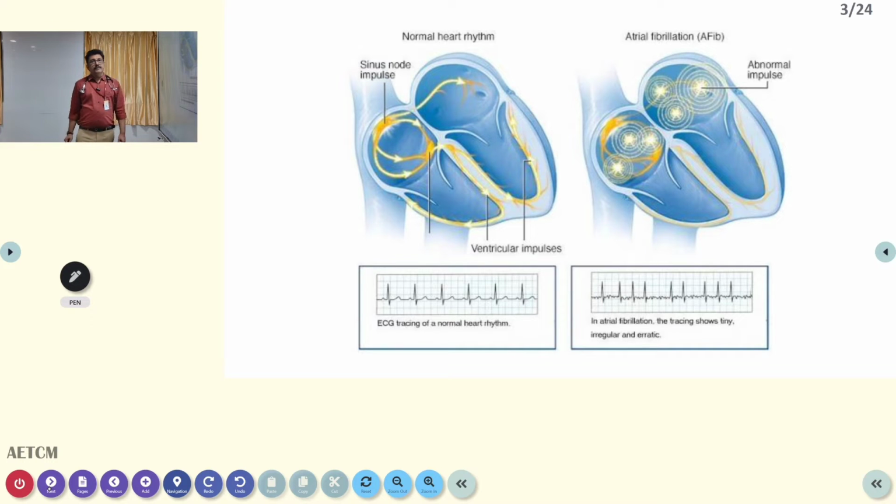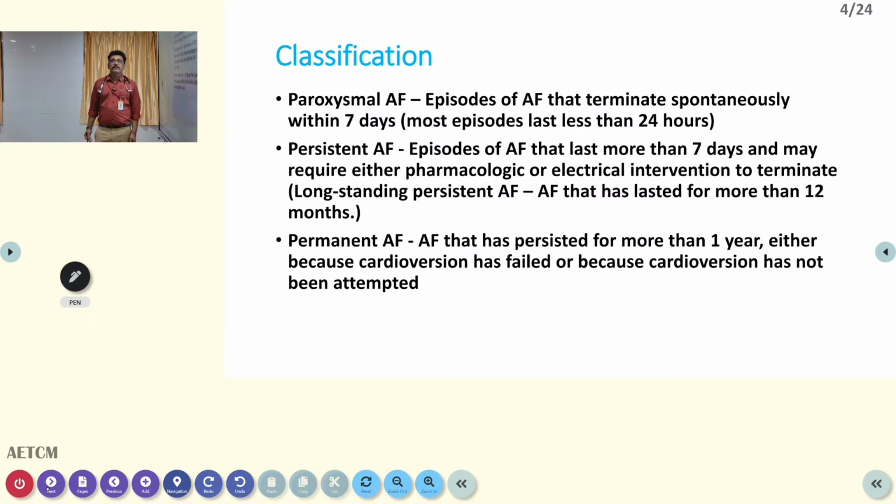Now here what you are seeing is normal sinus rhythm: P wave, QRS complex, T wave, again P wave, QRS complex, T wave, and the RR interval is equal. Here, if you see, this RR interval is larger, this is lesser than the previous one, and this is very large. So it is totally irregular. If you see the baseline, it is wavy, which means no regular P wave. Since there is no good contraction in the atria, it will not produce any proper P wave. It will be completely distorted, and that baseline will be completely irregular.